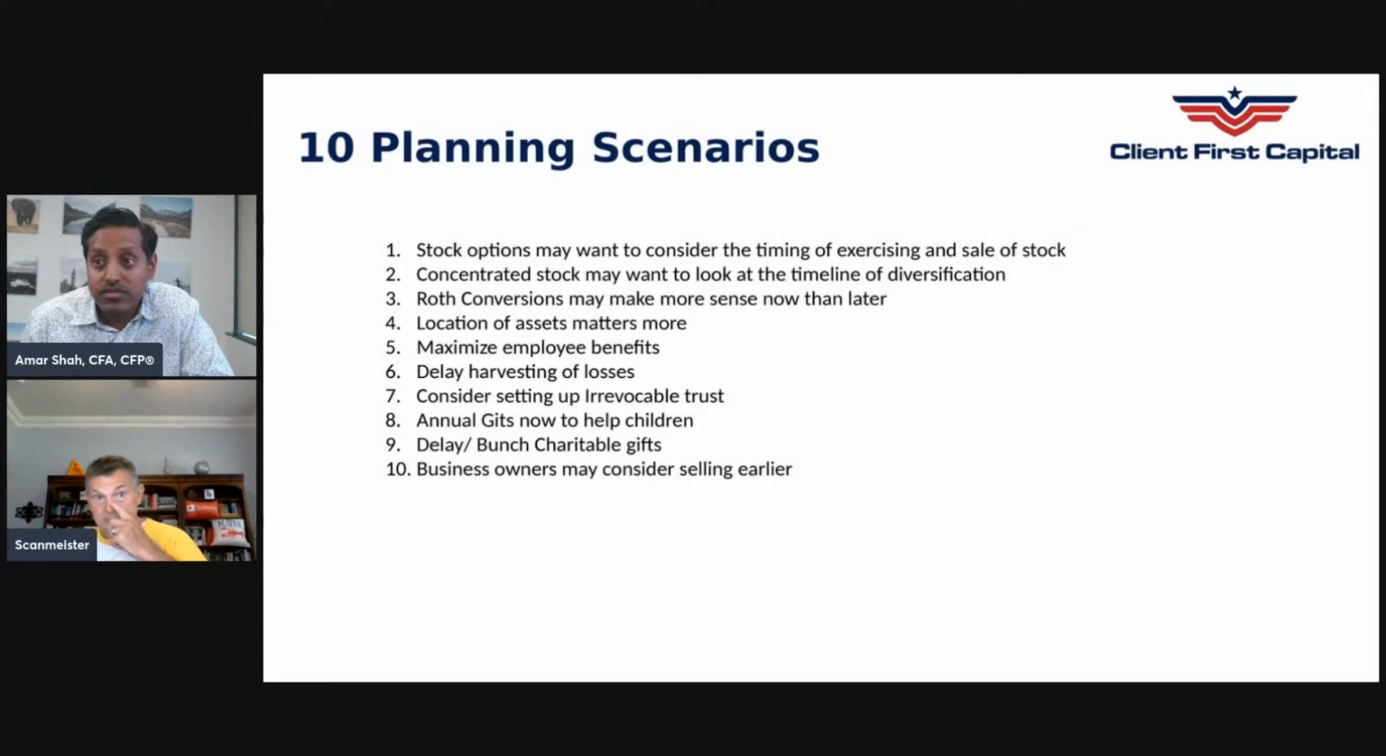Roth conversions, obviously you want to see where you're at between the IRMAA tables and the tax tables, but they tend to probably make more sense today than they will in the future.